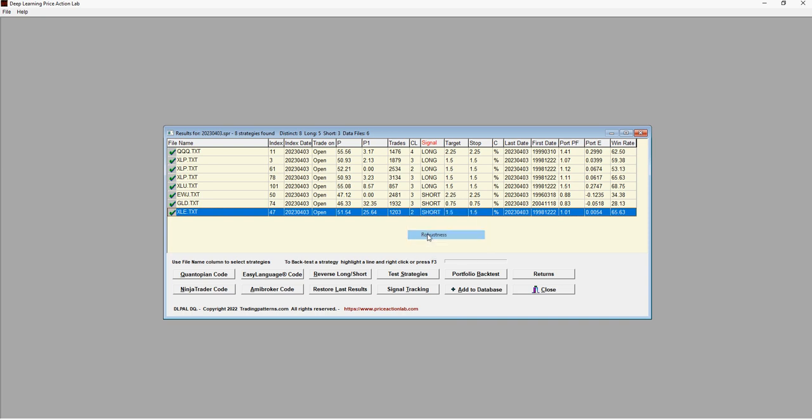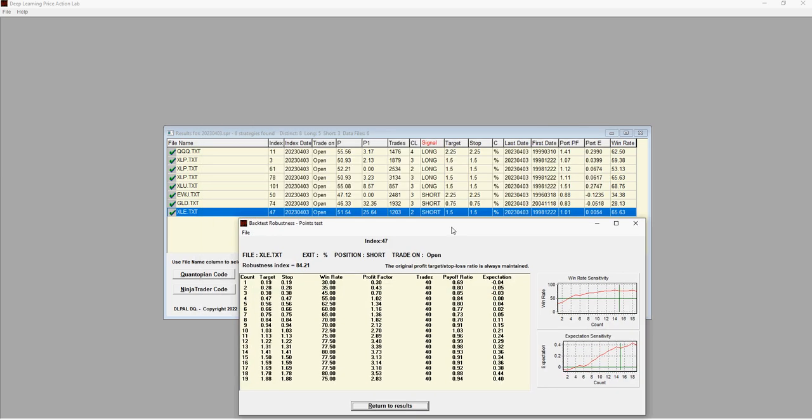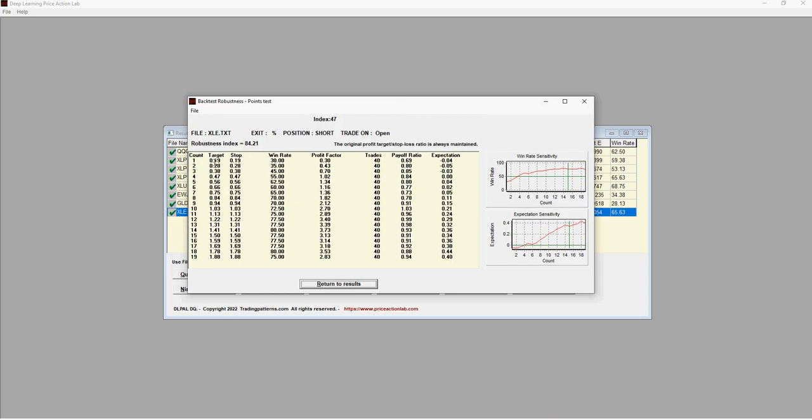We can also test the robustness. By that we mean we vary the target and stop loss level, which was 1.5 in this particular case, from 0.19 to 1.88. We keep the ratio the same, and we determine the win rate as a function of the stop loss and profit target pair, and also the expectation. We see that these are increasing functions, and this is a good result.